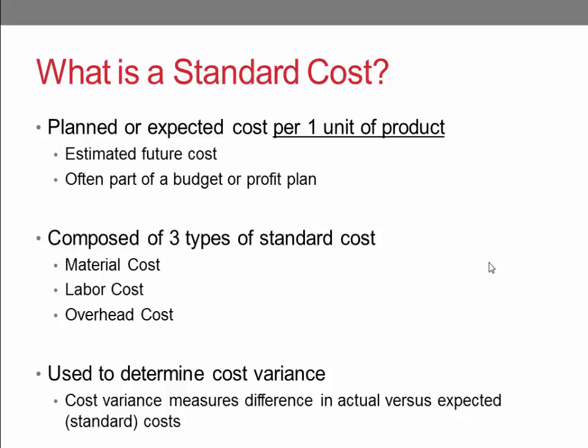A standard cost is composed of three types of standard costs: material costs, labor costs, and overhead costs. And then once standard costs are discovered, they're used to determine cost variance. That's going to be looked at later in videos. But essentially, cost variance measures the difference in actual costs versus the expected or standard costs.